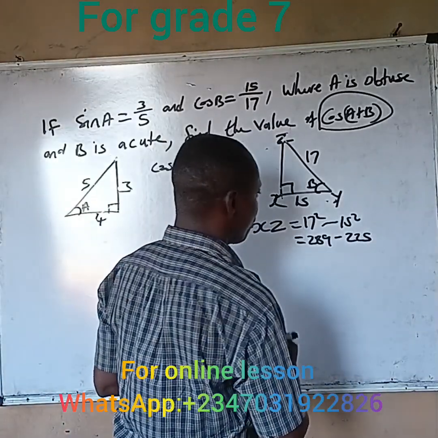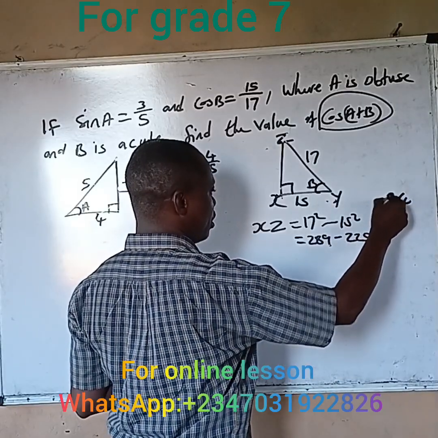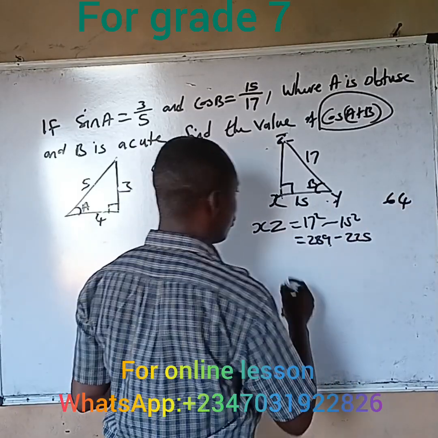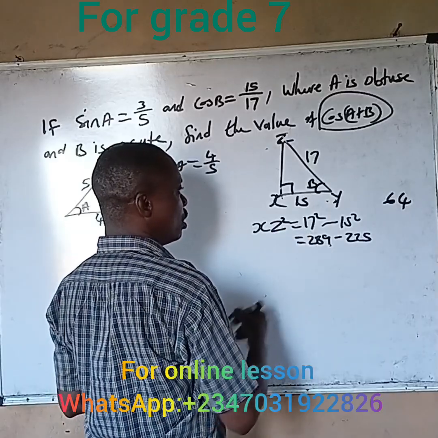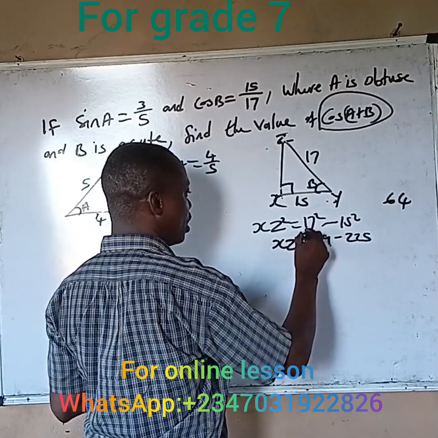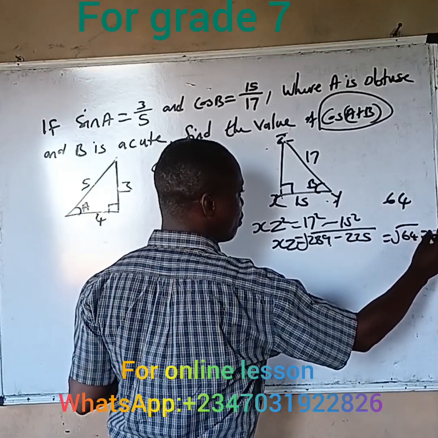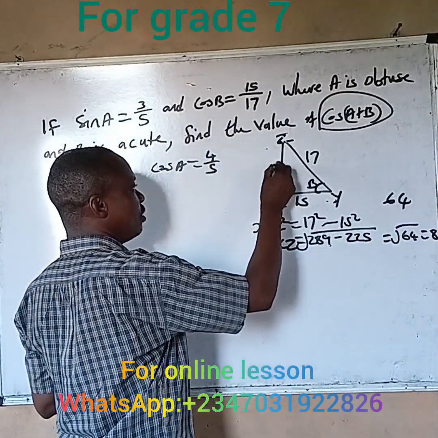Let's subtract. 8 minus 2 is 6, so we get 64. When you now find the square root of 64, it gives you the square root of that, which is 8. So that means here is 8.